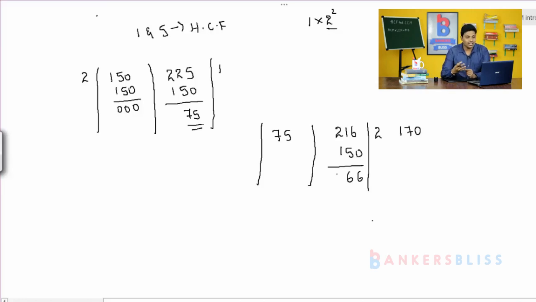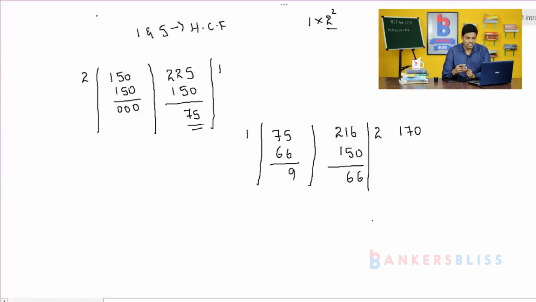Now 75 and 66, which is the higher one? 75 is the highest one. So you divide 75 by 66. So how many times? 1 time. 66 ones are 66. So what is the remainder? 9 is the remainder. Now which is the highest one, 66 or 9? 66 is the highest one.